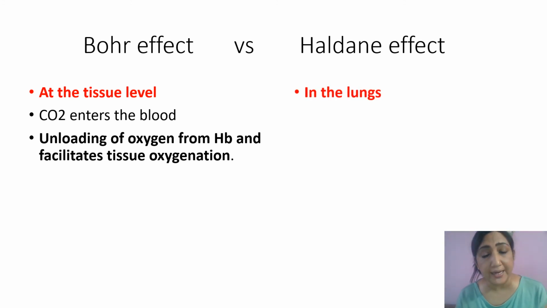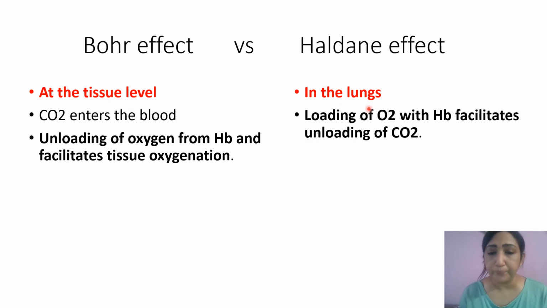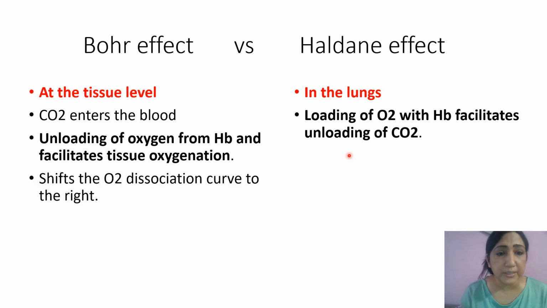And in the case of the Haldane effect, what is happening? Instead of the tissue level, the Haldane effect happens at the level of the lung. What is happening? Loading of oxygen with the hemoglobin at 100 millimeters of mercury, where the pulmonary capillary contains 100 millimeters of mercury, facilitates the unloading of the carbon dioxide, which is carried by the venous blood. Immediately the oxygen is diffusing into the pulmonary capillary, and immediately there is an unloading of the carbon dioxide in the alveoli. So in the case of the Bohr effect, there is a shift of the oxygen dissociation curve towards the right, because of the unloading.